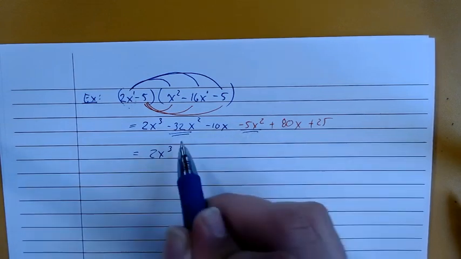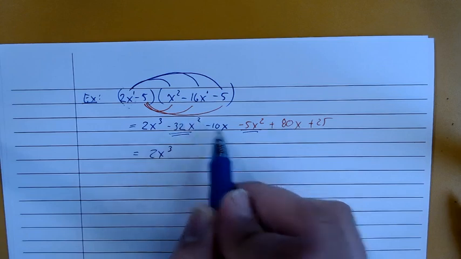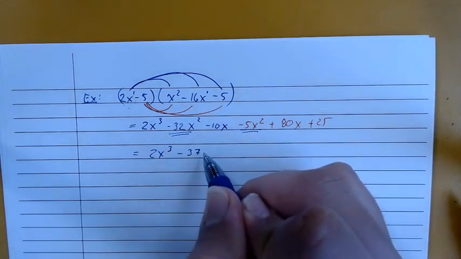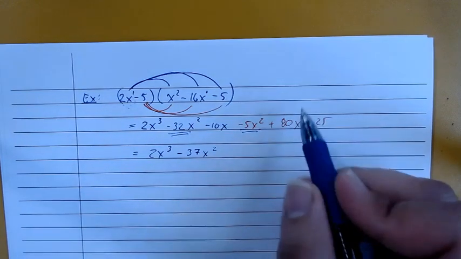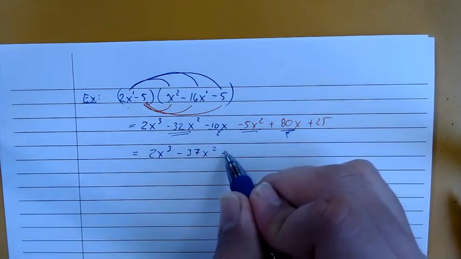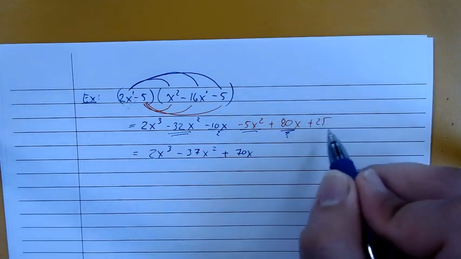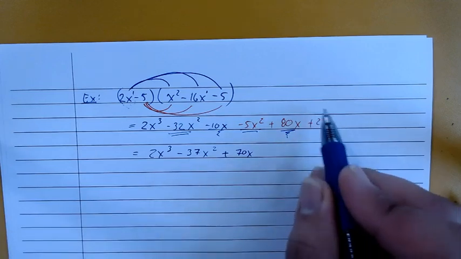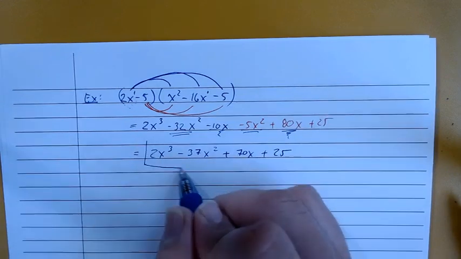These are like terms because they both have an x to the second power. So negative 32x to the second minus 5x to the second is negative 37x to the second. And then these two are like terms. You have an 80x minus 10x, which will give us a positive 70x. And then your constant doesn't have any other terms that are constant. It's the only regular real number. So that one stays as it is. And that gives us our result.